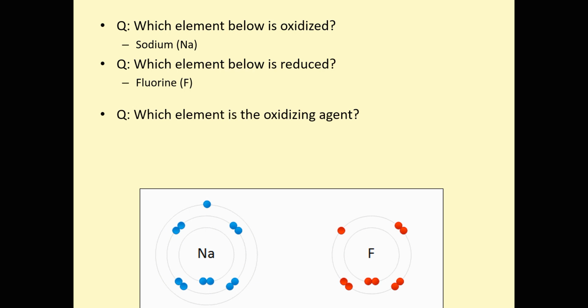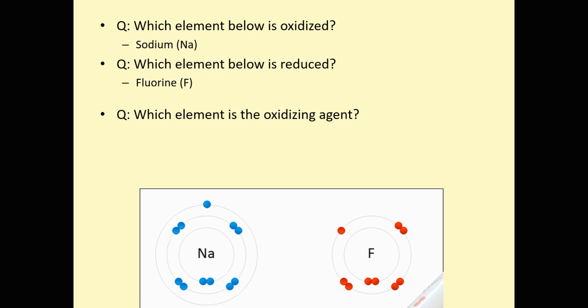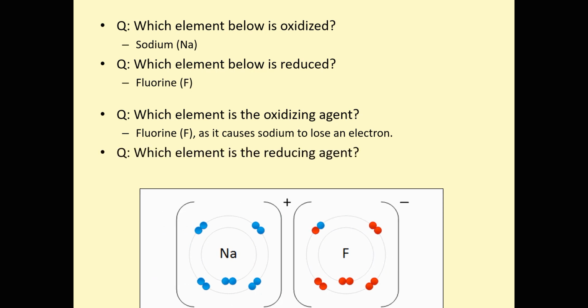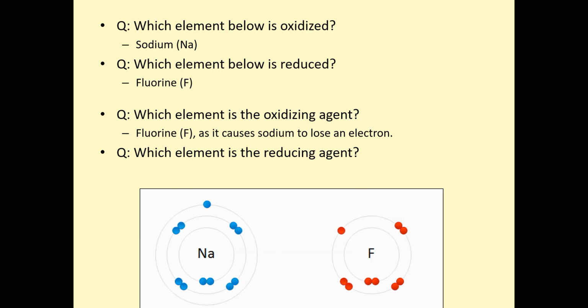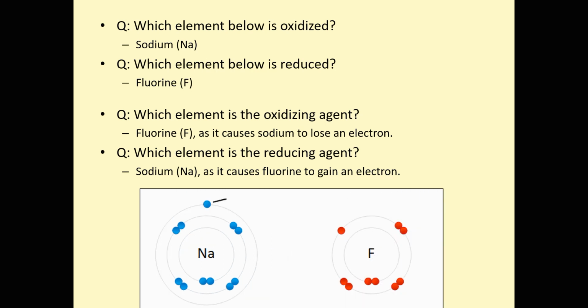On the other hand, which element is the oxidizing agent? Which element is causing the other to become oxidized? Which element is stripping the electron off of the other? If we watch this again, the one that is doing the stripping of electrons, it's fluorine. It's stealing the electron from sodium. Which element is the reducing agent? Which element is kindly giving that electron up? Maybe by force, but it's giving it up. It is sodium. So even though sodium became oxidized, it was a reducing agent because it was giving it up.